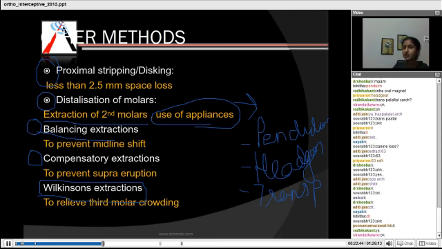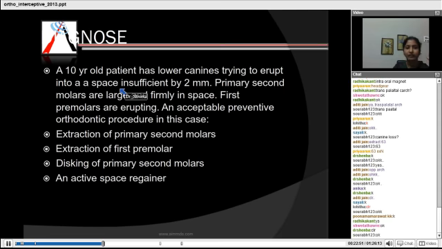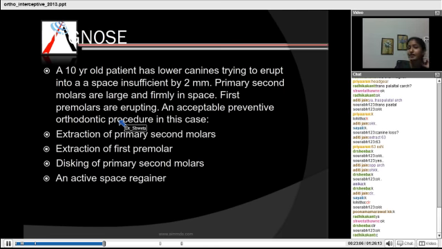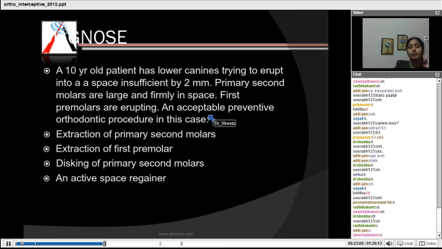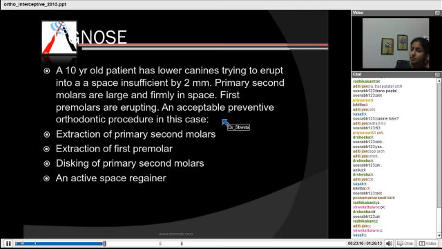Okay? Now you tell me, what will you do if a 10-year-old patient comes to you, has lower canines trying to erupt into a space insufficient by 2 mm, primary second molars are large and firmly in space, and first premolars are erupting. An acceptable preventive orthodontic procedure in this case will be?